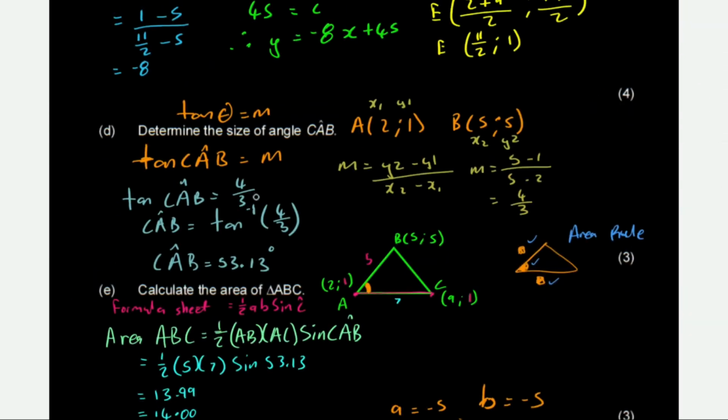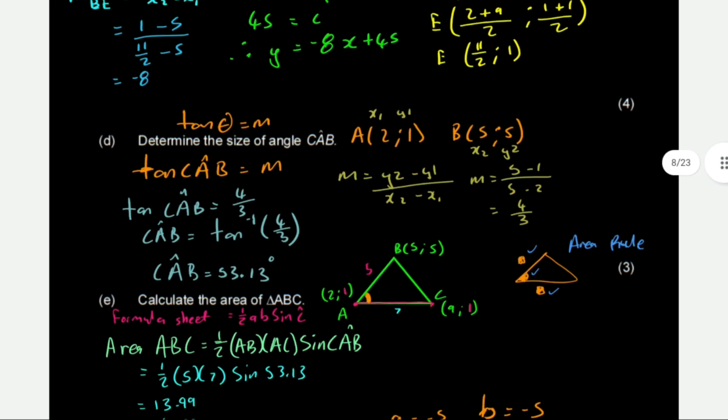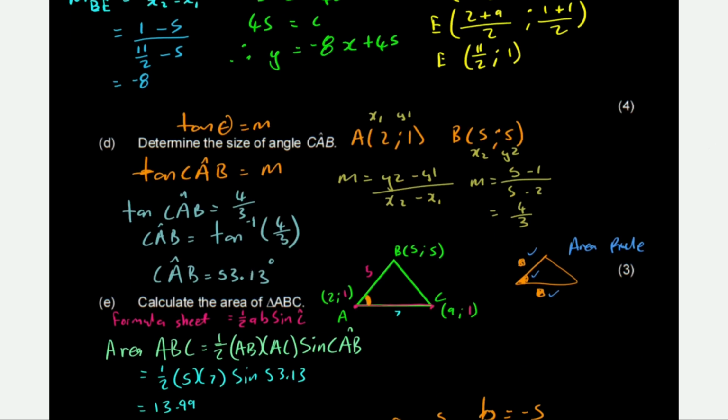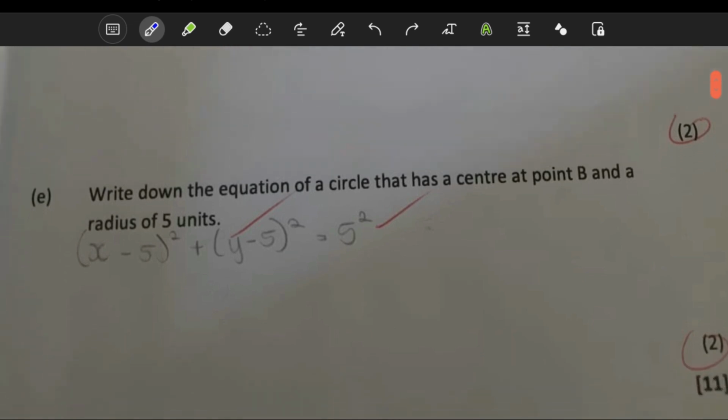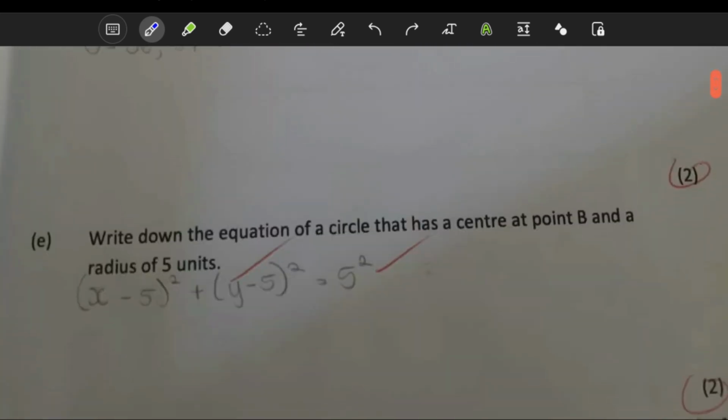We got this gradient by using the gradient formula, because the two coordinates there, A and B, gave us this gradient. We threw that into the gradient formula for tan, and then we got this angle here, which is 53.13. Let's see if there's a follow-up question here. Yes, there is, and it's a 2-mark question only.